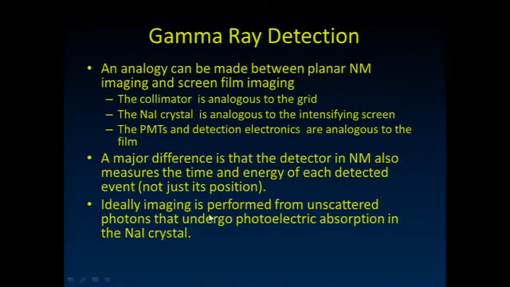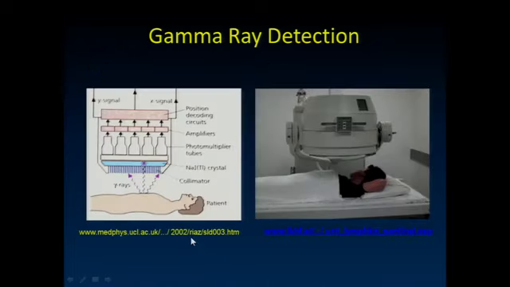Ideally, that imaging is performed from unscattered gamma ray photons. We've talked about some of the others that are not gamma rays, but that undergo photoelectric absorption in that sodium iodide crystal. That shouldn't surprise us again, right? How does the crystal stop it? It interacts just like electromagnetic radiation interacts with any tissue.